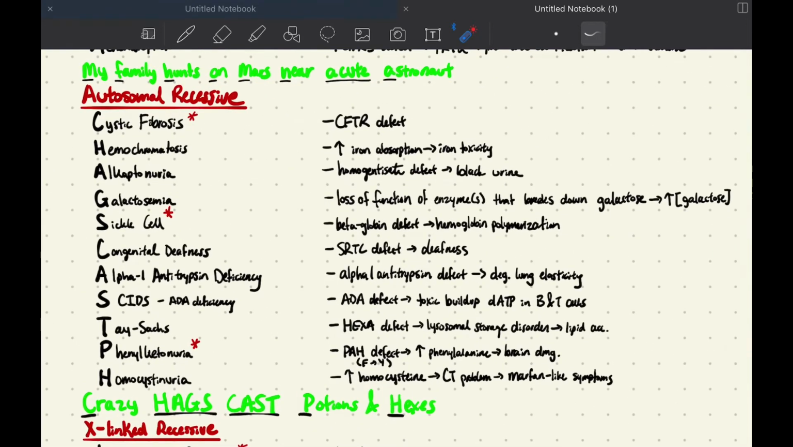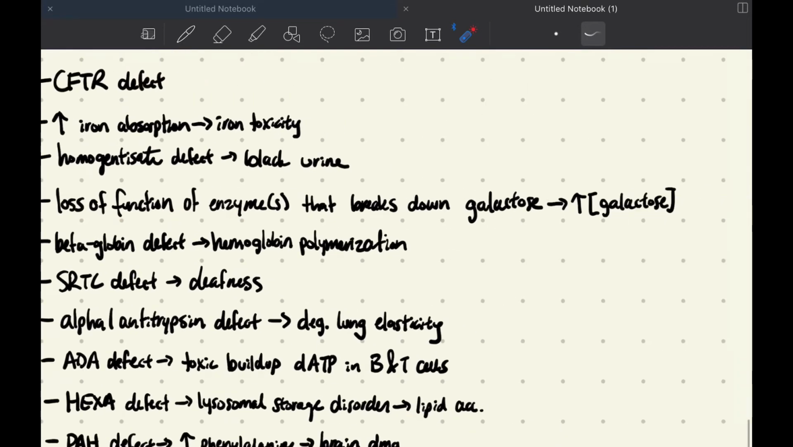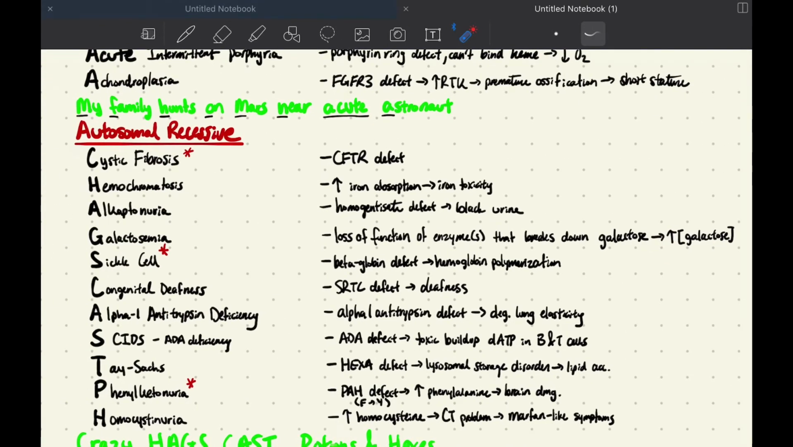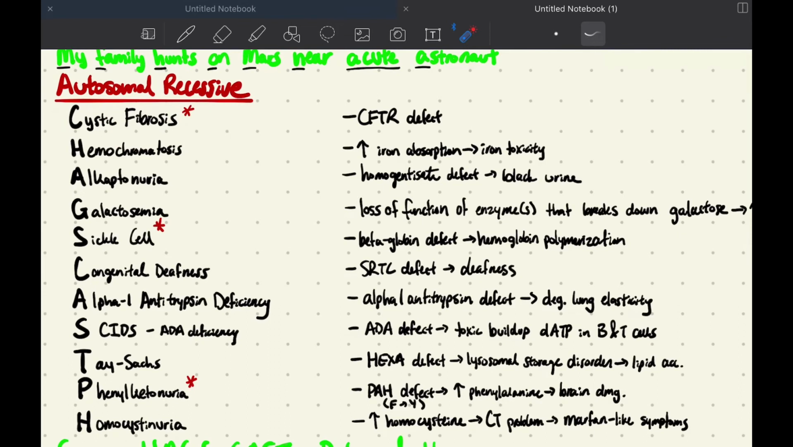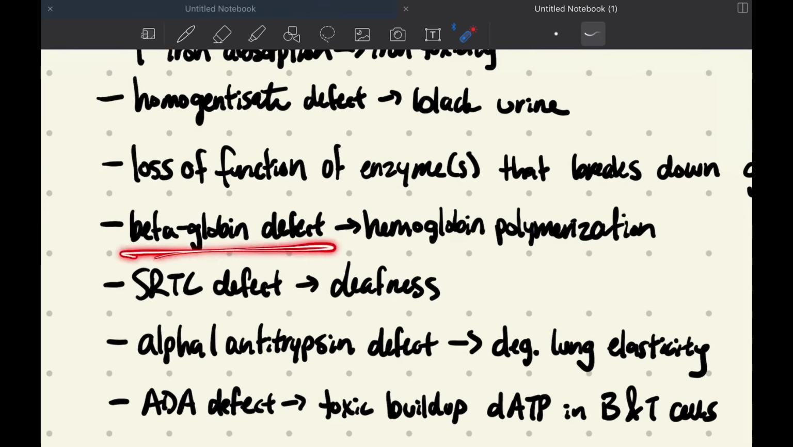Okay? And then G is going to correlate with galactosemia. That is a loss of function for enzymes that break down galactose, and obviously then you're going to have increased levels of galactose. Treatment for that would be to eat less galactose, as you might imagine. And then S is going to correlate with sickle cell. Sickle cell is very important. It's a beta globin defect.